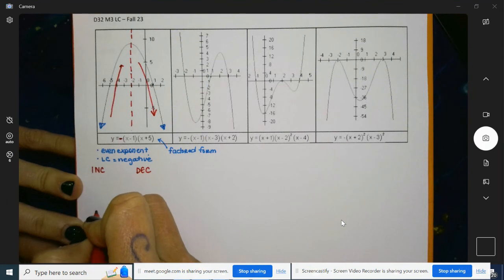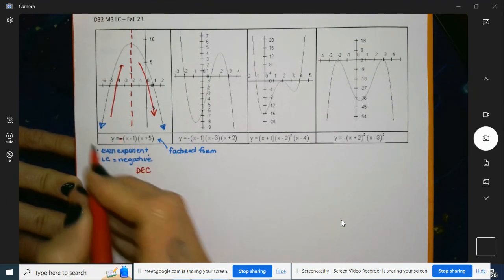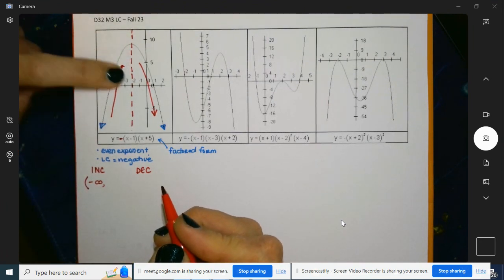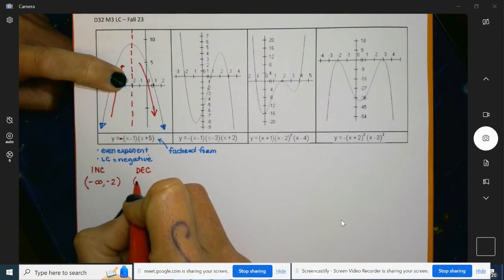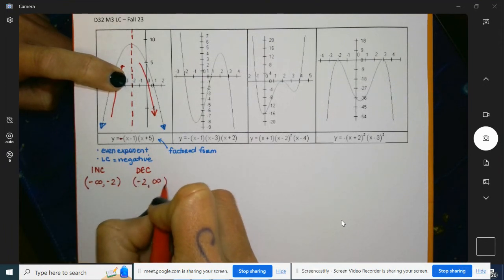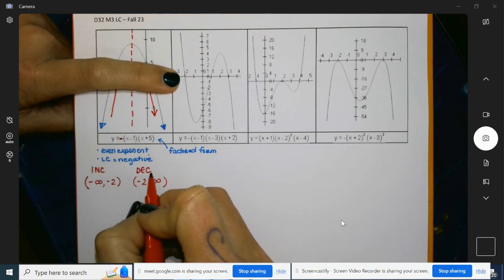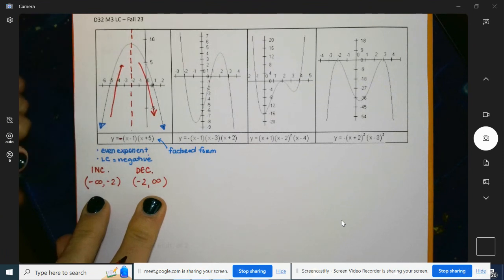So x values only. It's increasing from negative infinity. You can use parentheses, not brackets. That's from this side, all the way till we get to -2. And then from -2 to positive infinity, all the way to the right, it's decreasing, going down. So remember, domains for increasing and decreasing, x values only.